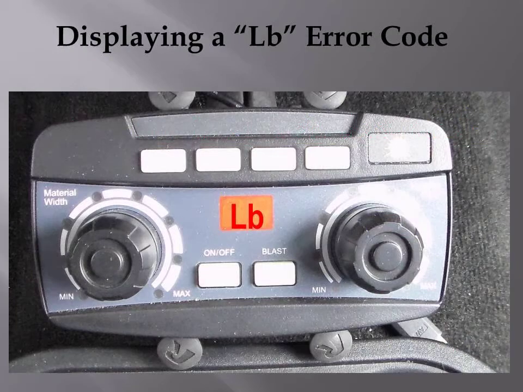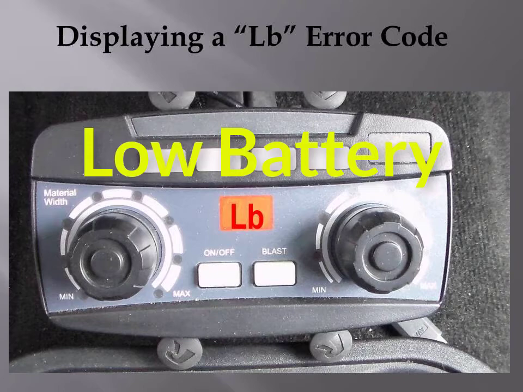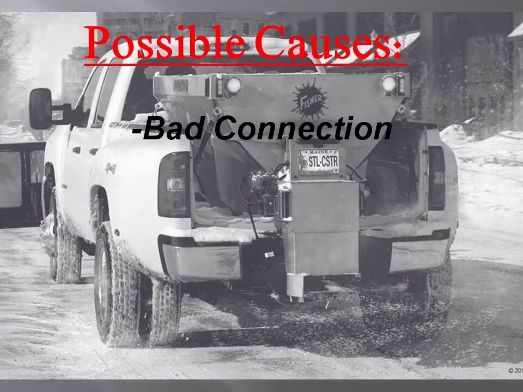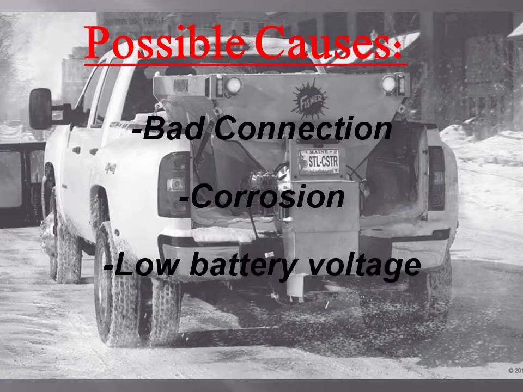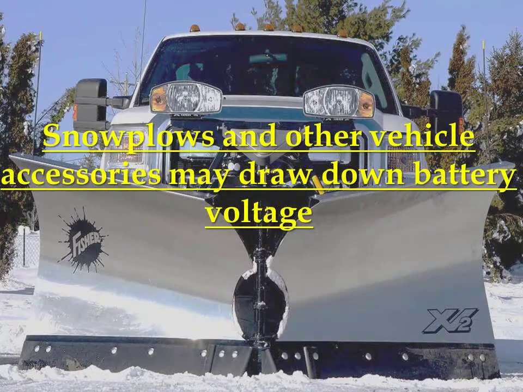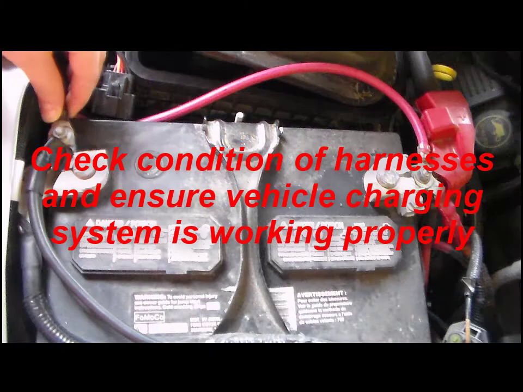The LB code indicates low battery. This occurs when the hopper module is sensing low voltage. This can be caused by a bad connection, corrosion, or low battery voltage. A snowplow or other vehicle accessories may be drawing down the battery voltage. Check the condition of all harnesses and ensure that the vehicle charging system is working properly.